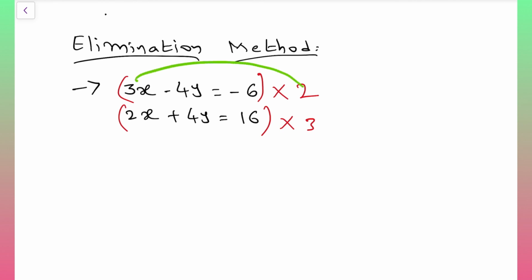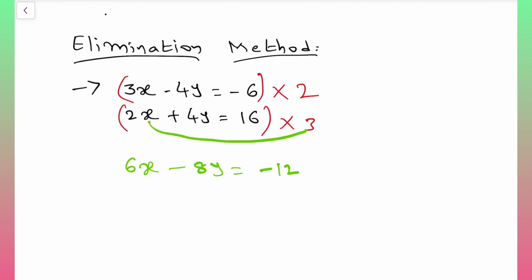Now let us do the multiplication. 3x into 2 is 6x, minus 4y into 2 is minus 8y, equals minus 6 into 2, minus 12. The same we need to do with the second equation also. 2x into 3 is 6x, plus 4y into 3 is 12y, equals 16 into 3, which is 48. Now we need to simplify these two equations.